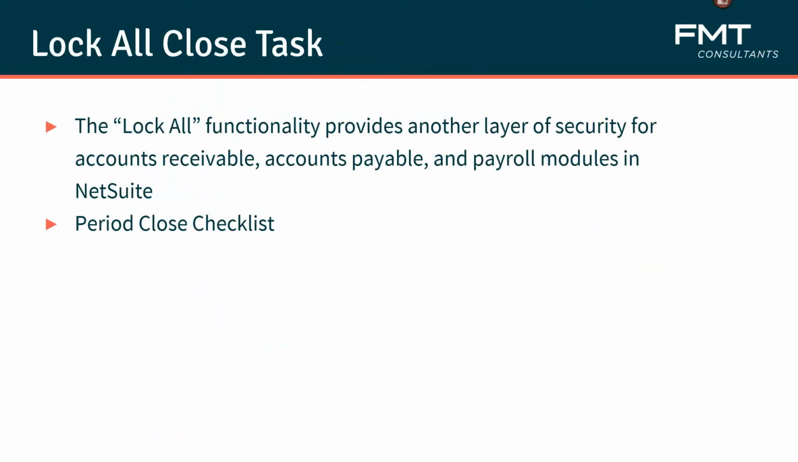Our fourth task relates to the Lock All task in the Period Close checklist. After AR, AP, and fixed asset activity has been performed, we are able to perform the Lock All task in the Period Close checklist. The Lock All task provides an additional layer of security for the accounts receivable, accounts payable, and payroll modules that have been individually locked previously. We will be reviewing the performance of this in the Period Close checklist in our demonstration to follow.